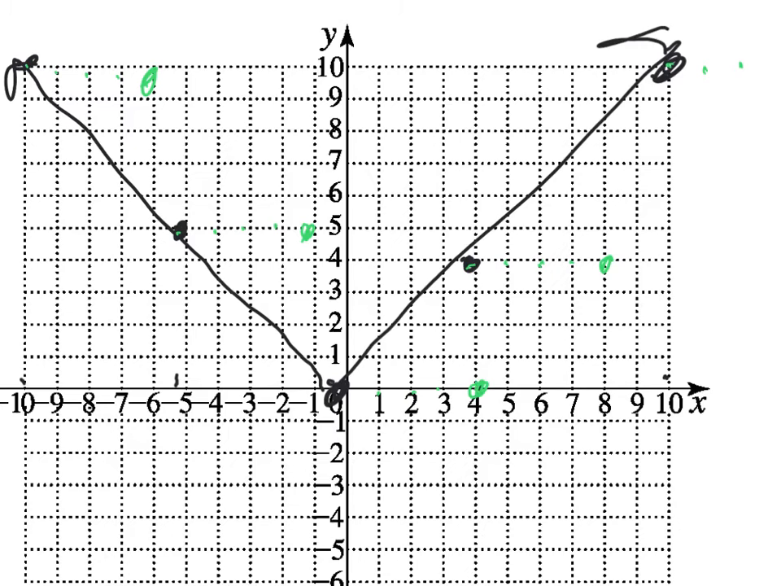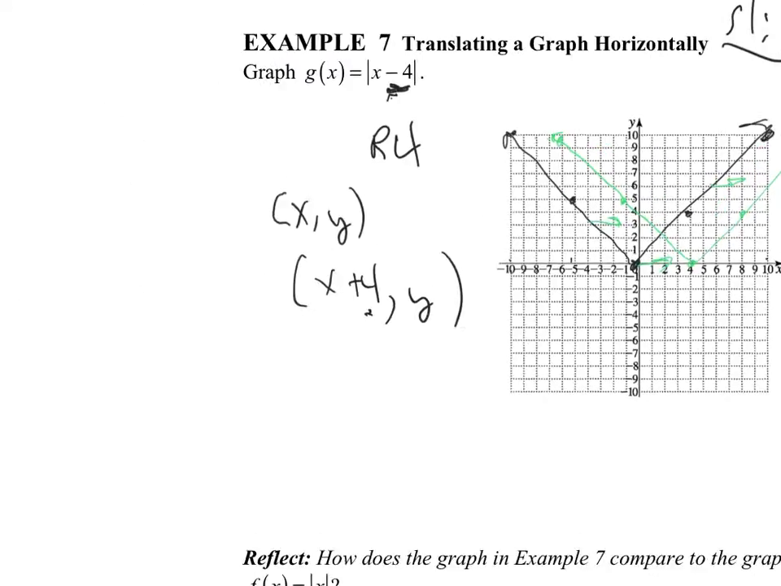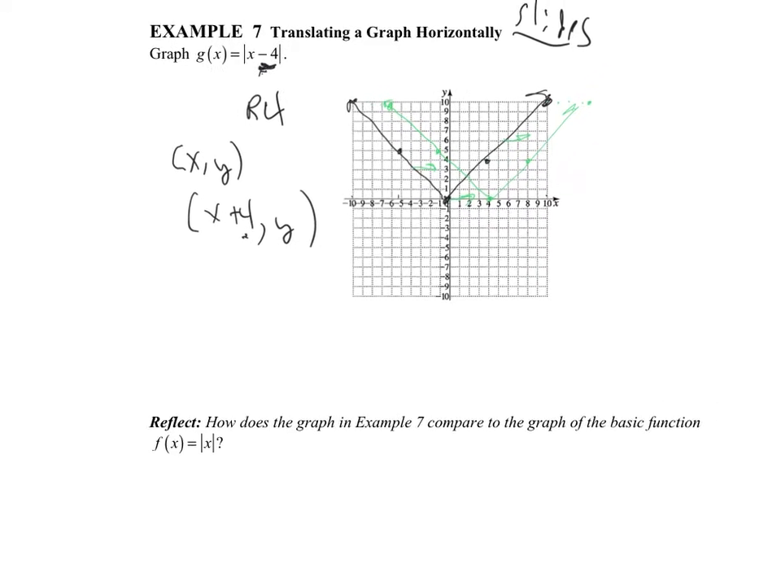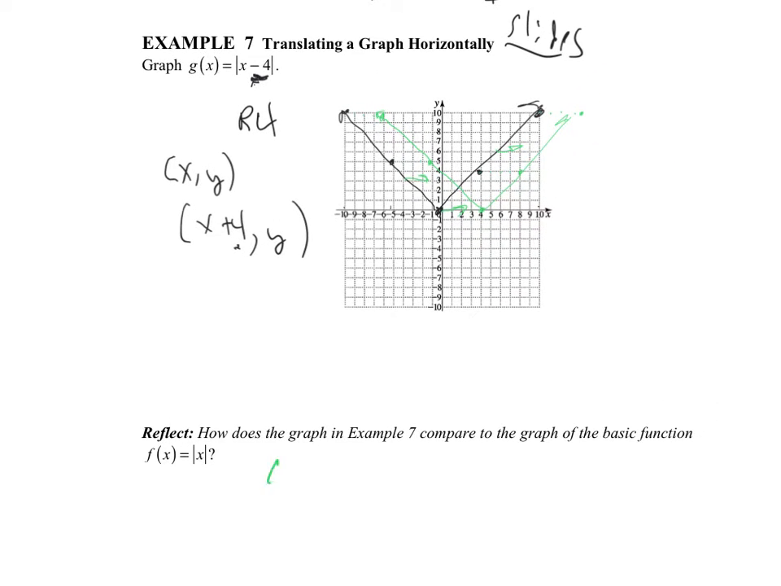So there it is. We've already done these. I don't know why we're repeating them. Okay? Everything went to the right 4. Everything shifted 4 to the right.